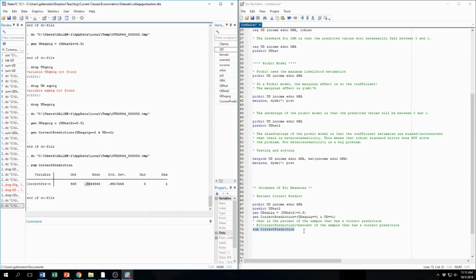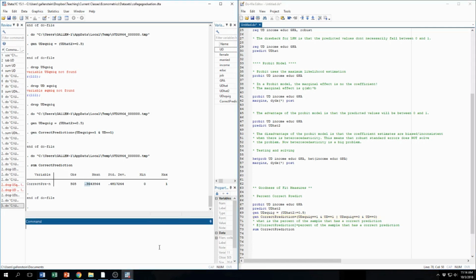Actually, let's see. No, I'm sorry, I need to correct this. Correct prediction should equal 1 if both of these equal 1, or if both of these equal 0. Something was wrong there. That means that when UD squig equals 1 and UD equals 1, that'd be a correct prediction. If UD squig equals 0 and UD equals 0, that's also a correct prediction. It's an incorrect prediction when UD squig equals 1 and UD equals 0, or if UD squig equals 0 but UD equals 1.